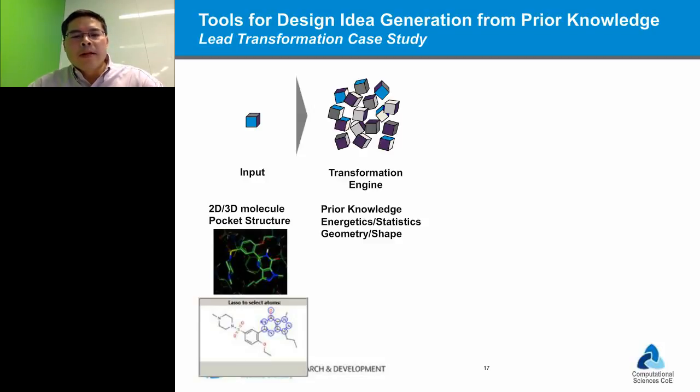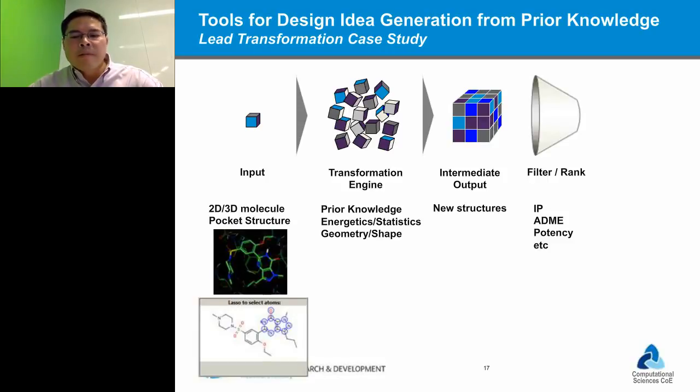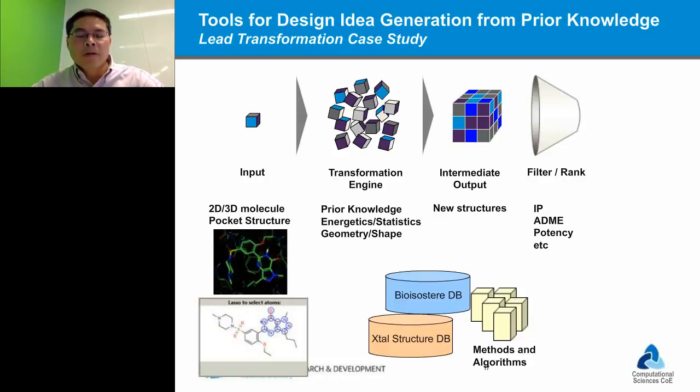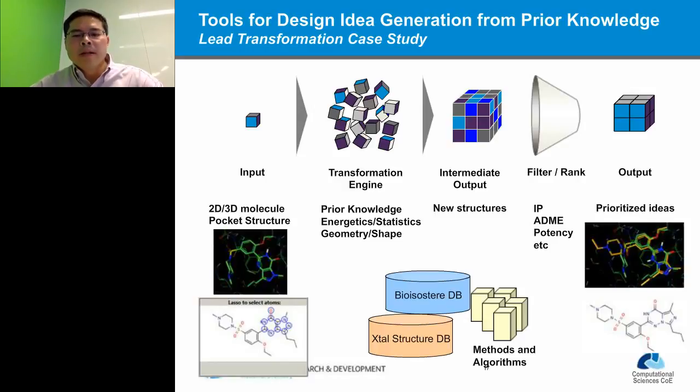So while these fragments are being substituted, they're collated into an integrated output of new structures, which then are filtered and ranked based on your design objective. It could be novelty, property, or looking to optimize potency, whatever. Behind the scenes, of course, are algorithms for searching and storing, the databases for bioisosteres or crystal structures, what have you. And then what reappears in the design application are these prioritized ideas in the context of what has already been submitted in 2D or 3D. So that's the basic idea.